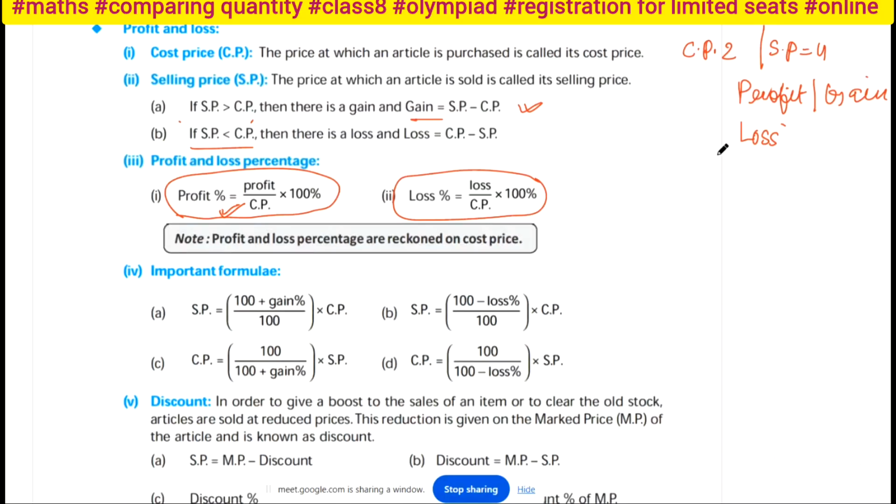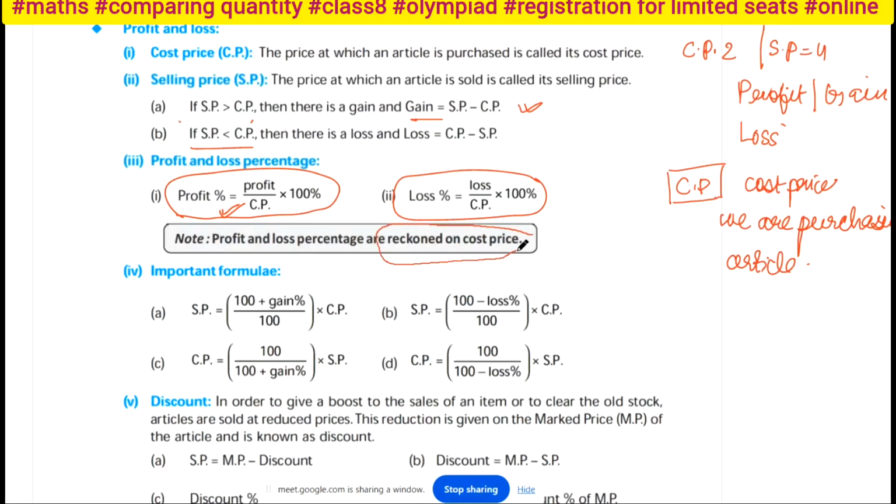See, this one is called profit percentage and this one is called loss percentage. Always keep in mind, you just right now told me 4, but it won't be 4, beta, it is always calculated on CP. Okay, it is always calculated on CP, that is the cost price, the price at which we are purchasing the article. So profit and loss percentage are reckoned on the cost price.